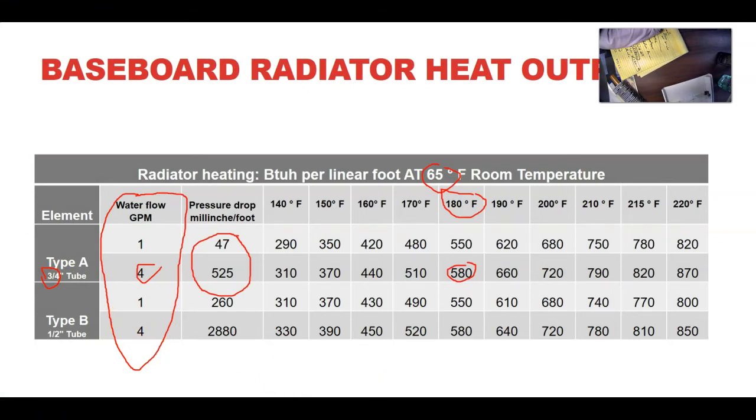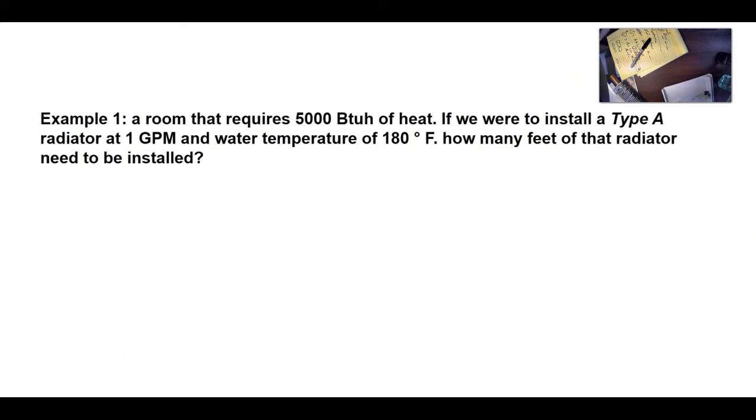So this is here. How do we pick this radiator? Let's do an example and see how this works. How do I use this table? Okay, so example one: a room that requires 5,000 BTU per hour. And again, I would like to bring your attention to this table, and to the last page of your book, where there are a lot of formulas that give you all these calculations.